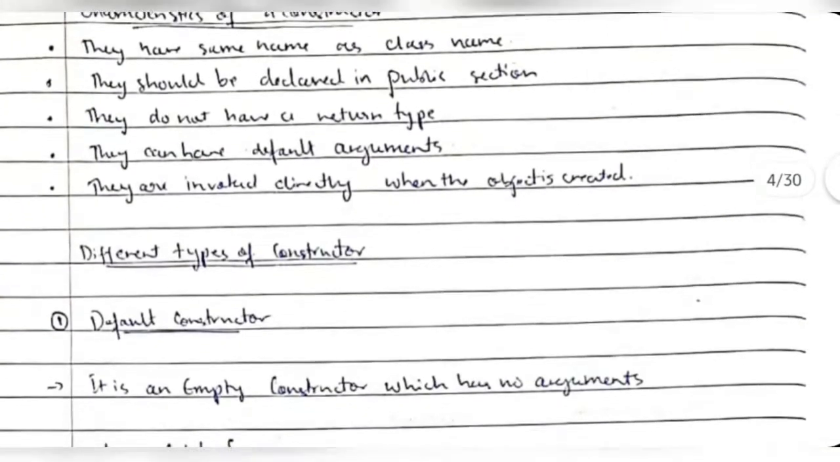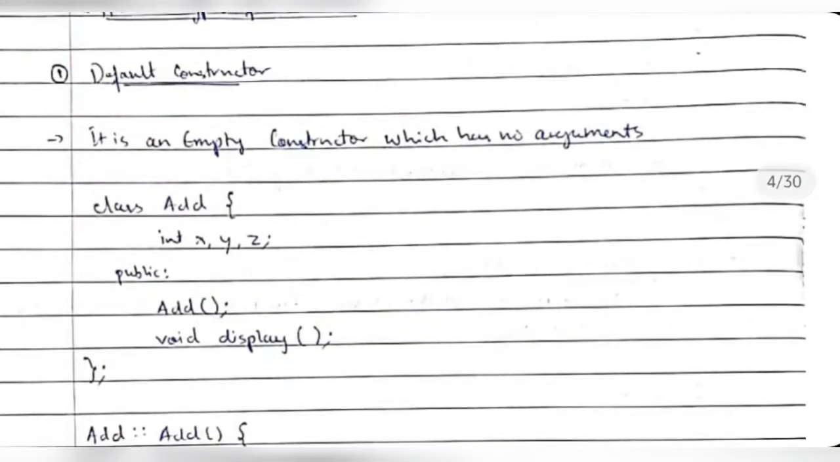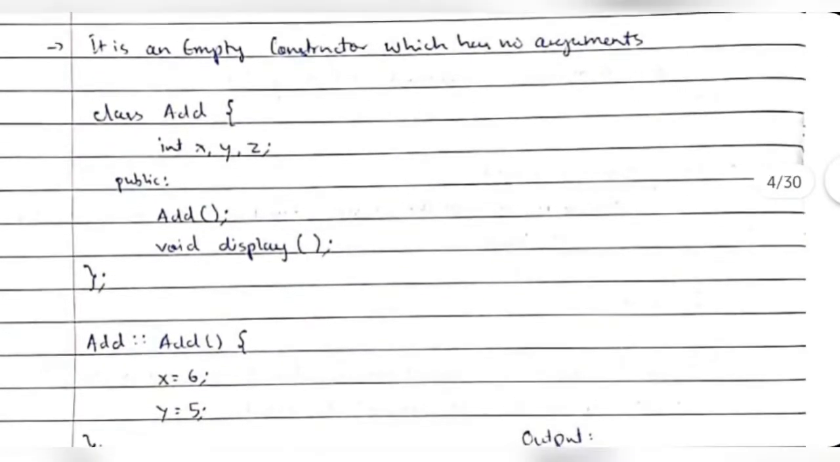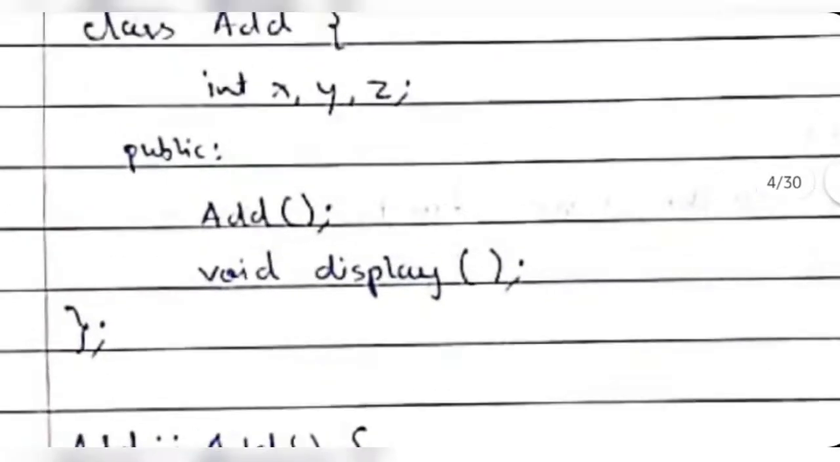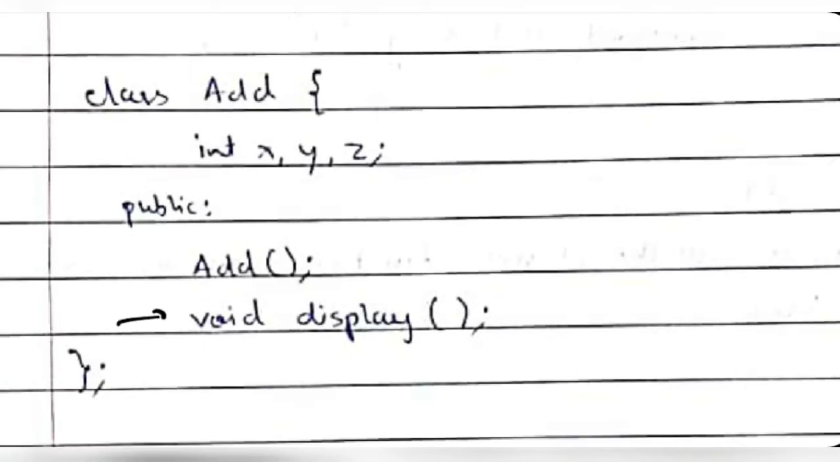There are three types. The first one is the default constructor. In a default constructor we have to write the same name as the class name. Suppose I have a class add and 3 data members, x, y and z. Whenever I create an object, I want the values of x and y to always be 6 and 5. What I can do is define the function add. This is the void display function. Along with that, to initialize the values, I write the function add. It has no return type, not even void.